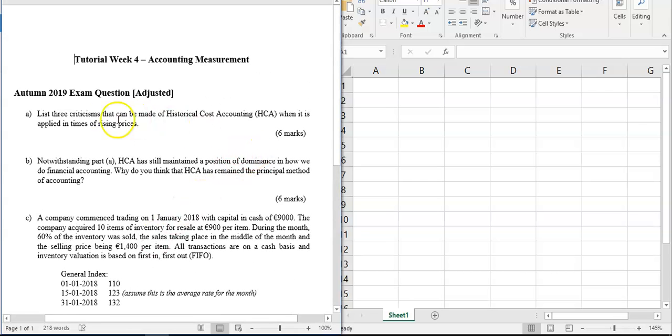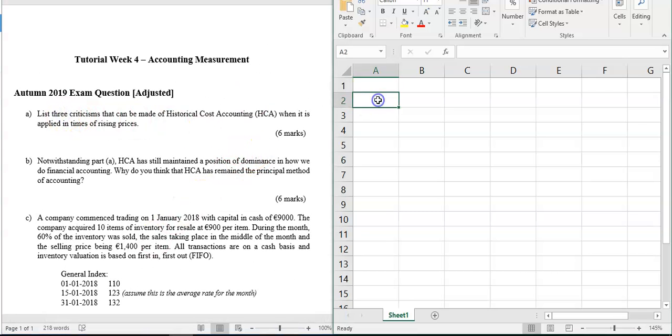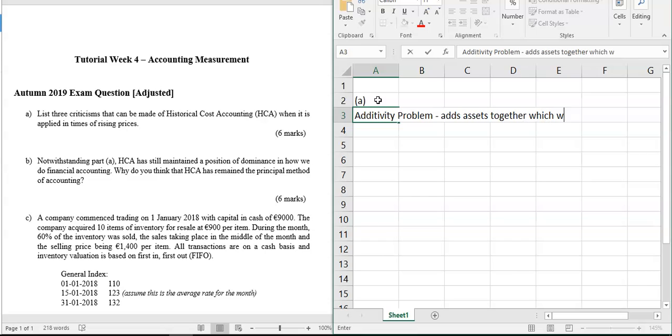So the first one for 6 marks was: list three requirements, or three criticisms, should I say, that can be made of historical cost accounting when it is applied in times of rising prices. Right? Well, the first one here we're going to put down is the additivity problem. That's a big problem because it adds assets together which were bought across different time periods.